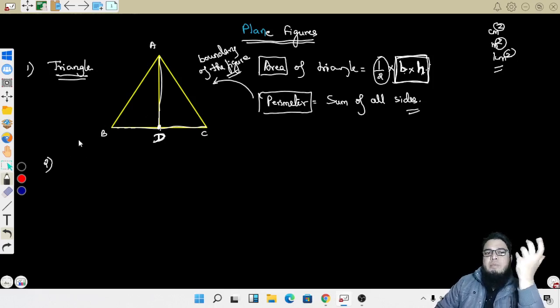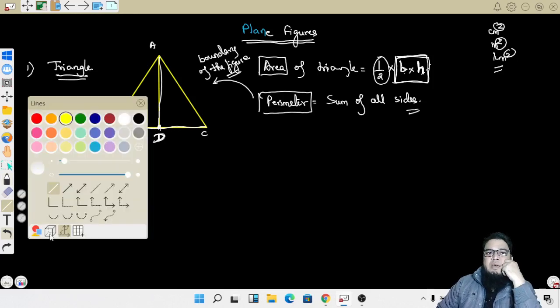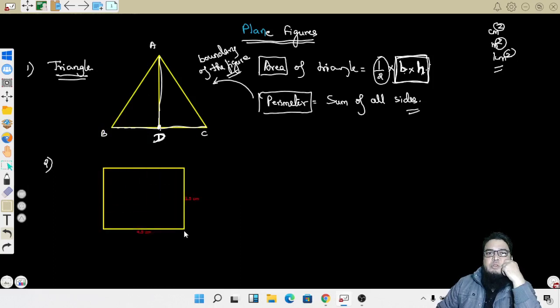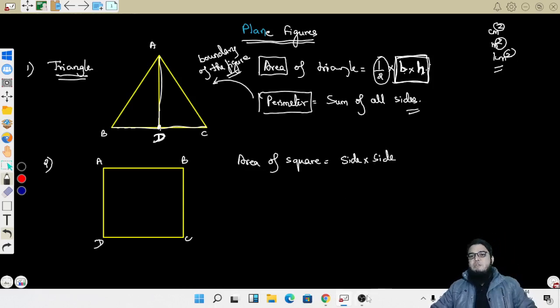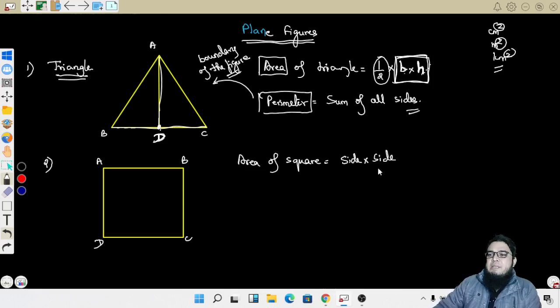Okay, now in a similar way, if we talk about a square, that is also another plane figure. If we talk about the area of a square, again you are going to multiply. For example, this is vertex A, B, C and D. So that will be side into side. To calculate the area, we are again multiplying two sides. So the product of two sides will give you area.